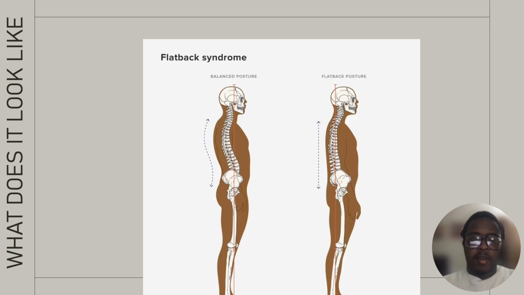And here's a picture of flat back, where you see in the thoracic spine on the left, it has that lordotic curve, that little C-ish curve, but in flat back, that lordotic curve is gone and now presents a straight spine.